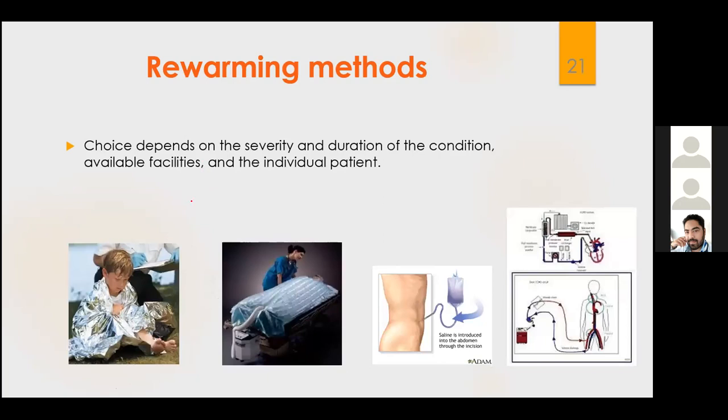So let me discuss rewarming methods. There are different kinds of rewarming methods, and it depends on the trust, where we are working. In our trust, we only use warm IV fluids, the space blanket and the Bair Hugger blanket, as shown in the first two pictures. I had a chat with a few of the consultants regarding the peritoneal lavage, as shown in this picture, but we hardly use it in our settings. It's usually in the higher trauma centers that they use peritoneal lavage, and also extracorporeal rewarming, as shown in this picture.